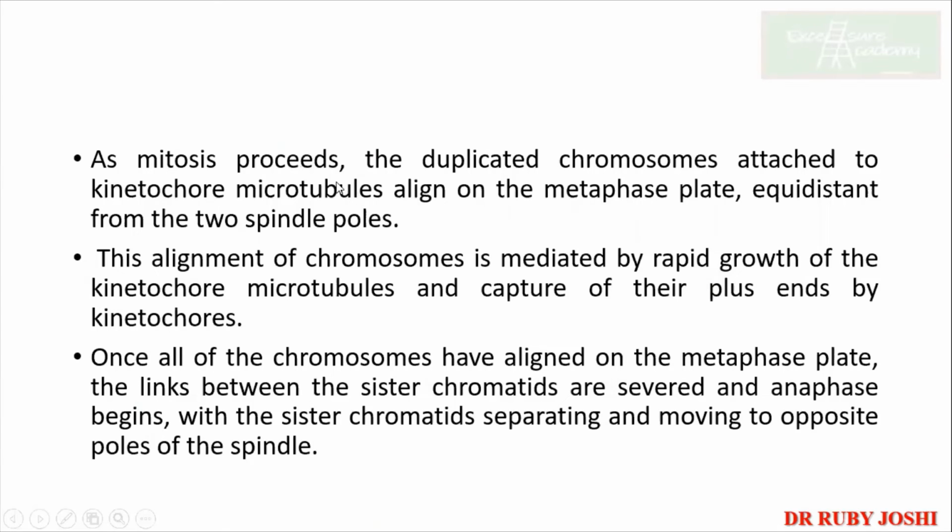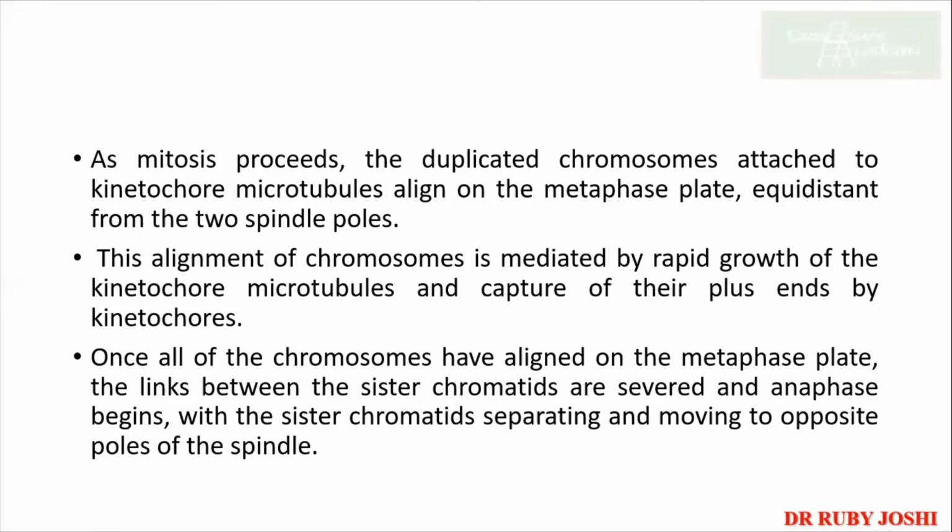As mitosis proceeds, the duplicated chromosomes attached to kinetochore microtubules align on the metaphase plate, equidistant from the two spindle poles. So these astral microtubules ensure that everything is arranged at the same distance. Now the alignment of chromosomes is mediated by rapid growth of the kinetochore microtubules and capture of their plus ends by the kinetochore. So what is a kinetochore actually? It's a complex of proteins which helps in binding to the centromere of your chromosome.